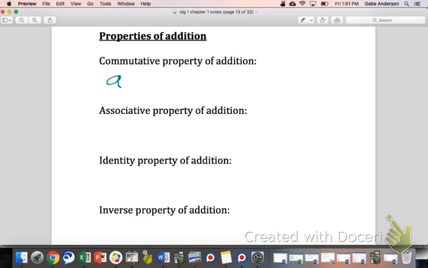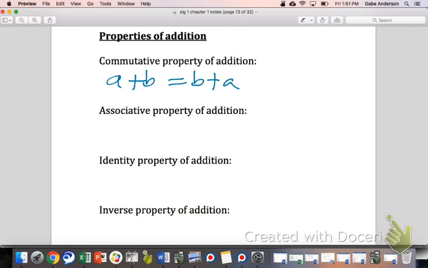So the commutative property is A plus B equals B plus A. So in other words, within addition, the order simply doesn't matter. 2 plus 9 and 9 plus 2 are the exact same thing. That means that addition is commutative. Subtraction is not. Division is not. But addition is.